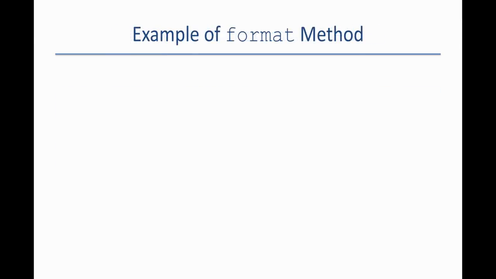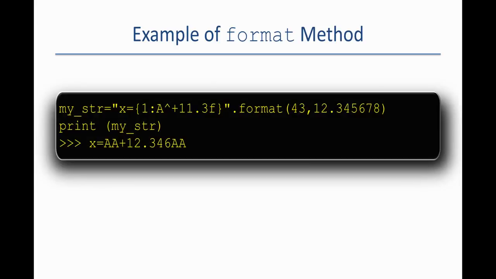Now that you have seen the examples of fill, align, and sign, let me give you an example which includes all the parameters that you have learned so far. After opening the curly bracket is the position parameter, which specifies the position of the argument that will be used for that field. Then you put a colon after that. The next character is a fill character. This can be any character that you want.